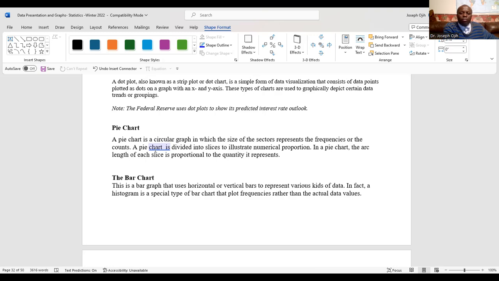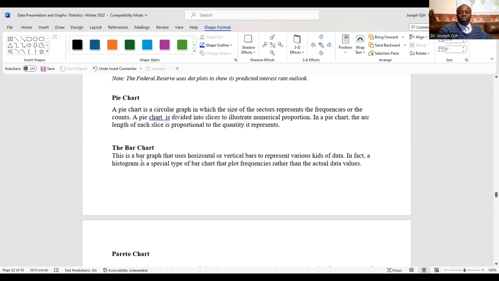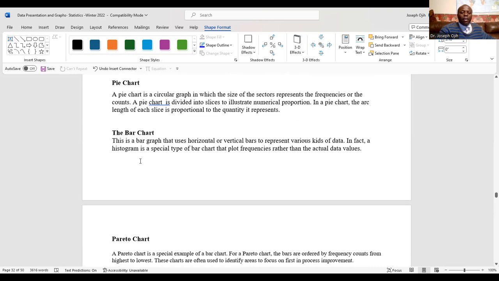Now if you remember your trigonometry from high school, that will give you an idea of what the pie chart looks like. Now the bar chart is like a histogram. We did a histogram. As a matter of fact, the histogram is a special type of bar chart.